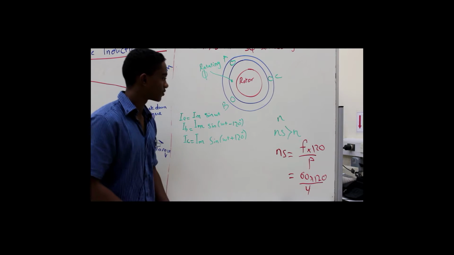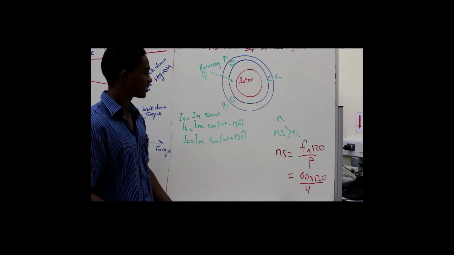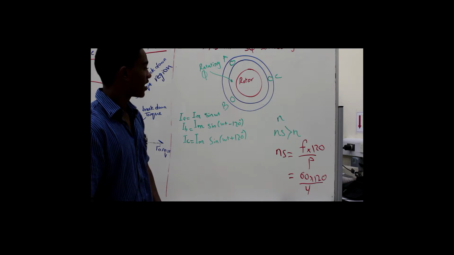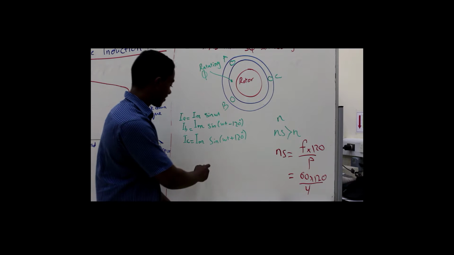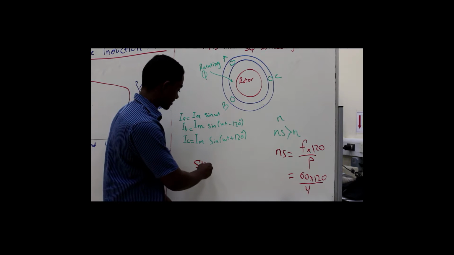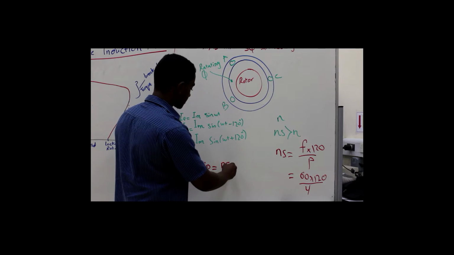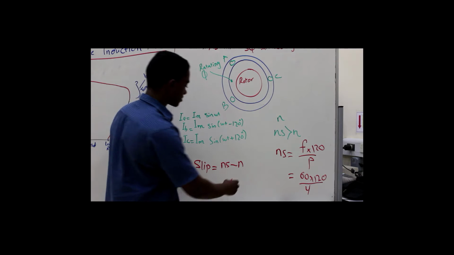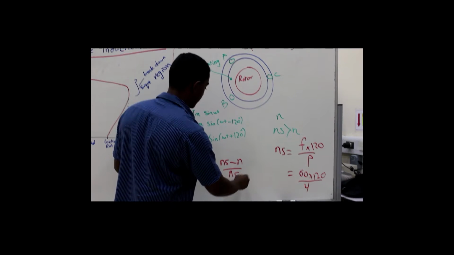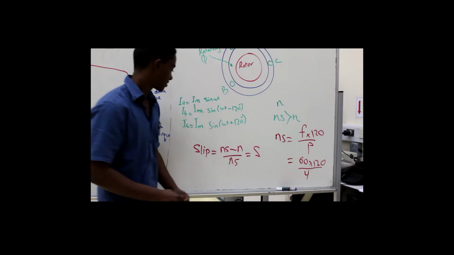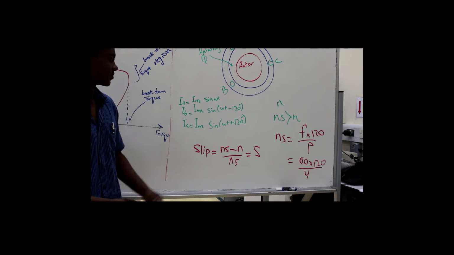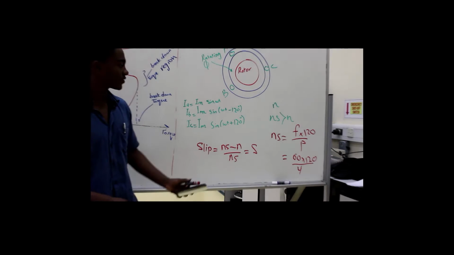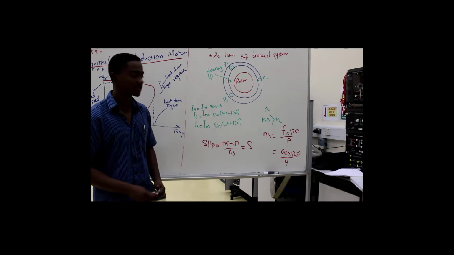Now we're going to see what the relationship between NS and N is. They created an easy variable actually to deal with that. They call it slip, and slip is the difference between NS and N, and if you want it in comparison, it is divided by NS, and they call it S. So that's the slip. And you can get the frequency, the torque, and everything in terms of slip. You can see that in the theory part of the course.